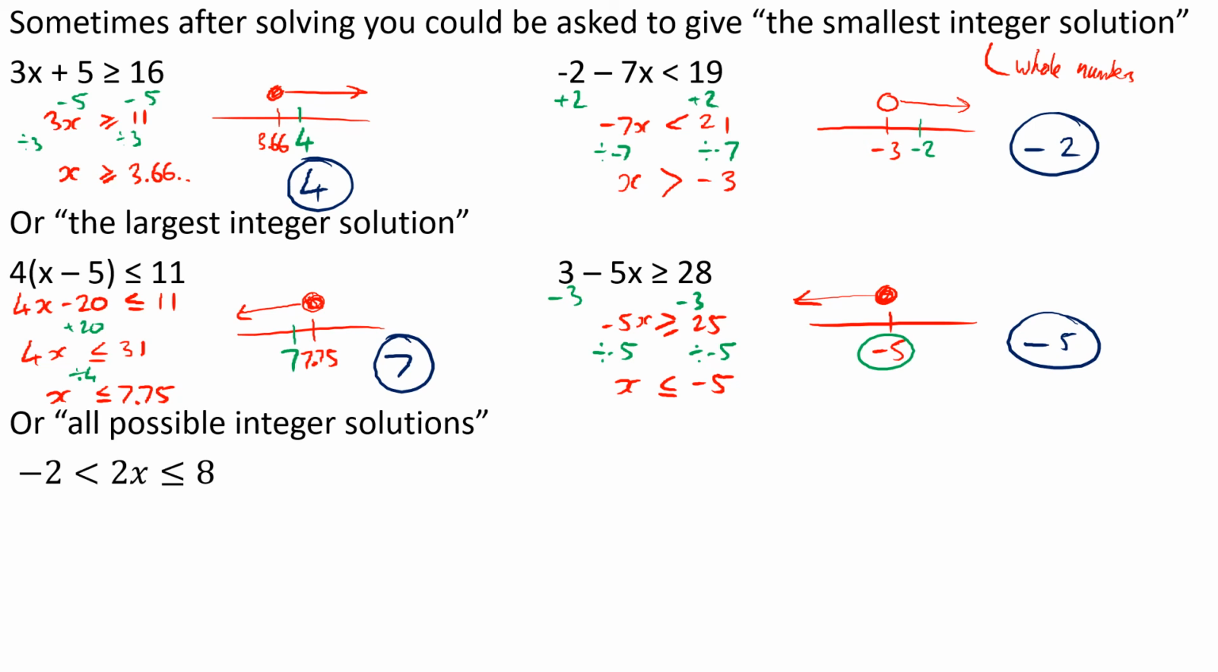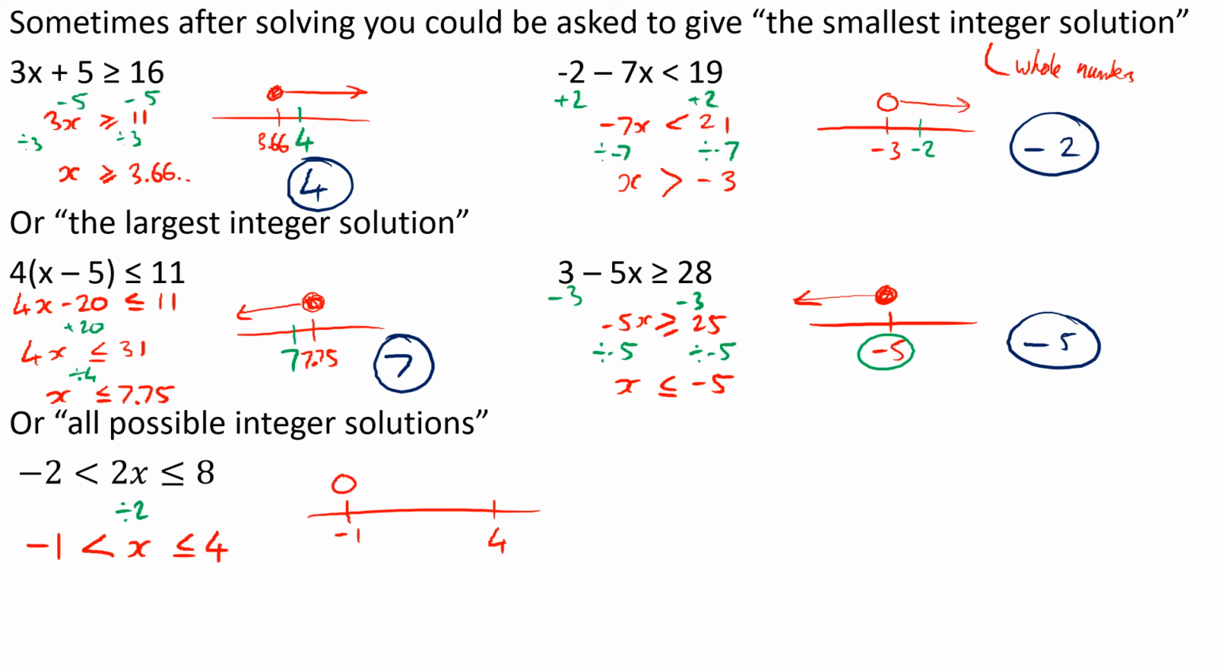We might have this question though, where it says all possible integer solutions. Now what would we do in that case? Well, solve it just the same as what we've been doing, which is to try and make x on its own. So we're going to divide everything by 2, and that will give us minus 1 less than x less than or equal to 4, and then draw it out. What does that look like? Well, it goes from minus 1 up to 4.